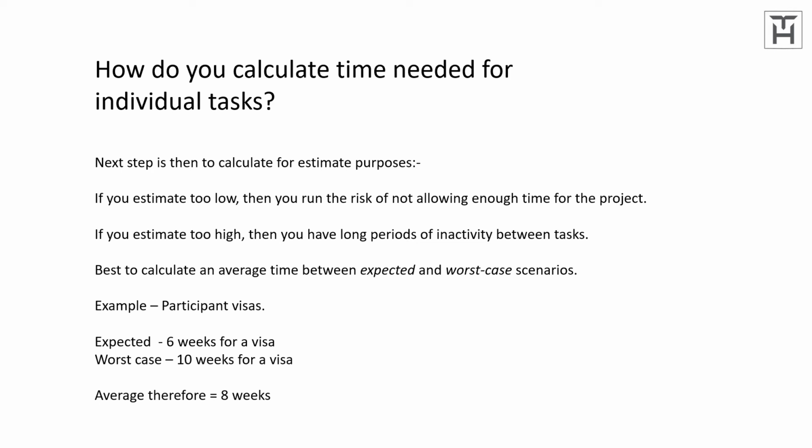Now, for an example with the participant visas, we know that the Ministry of Interior said that it'll take 6 weeks for a visa to come through. But the worst case scenario is that it might take 10 weeks for a visa. So we then take the average, and that would be 8 weeks. So that's what we put in the critical path diagram.